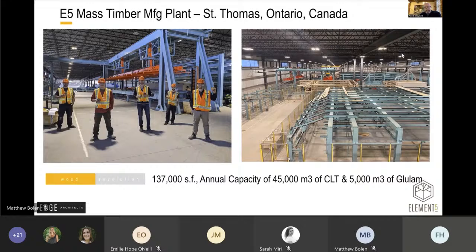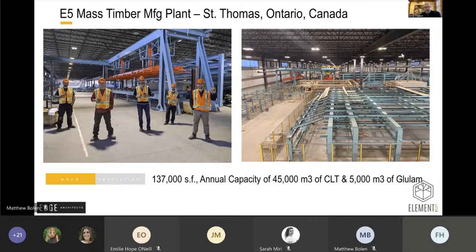We always had our sights set on a larger opportunity, and we've been working for a number of years to build a new facility in St. Thomas, Ontario, and you'll see obviously a few photographs of that plant there. It is in fact the most fully automated mass timber manufacturing plant in the world, which we're very proud of. 137,000 square feet.